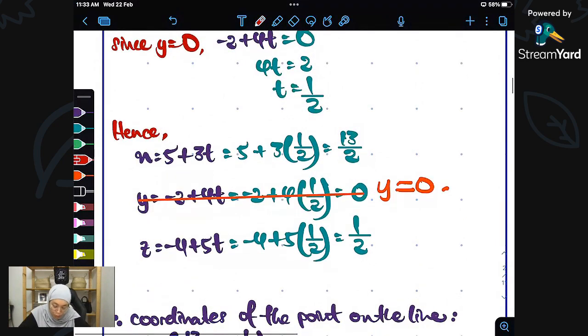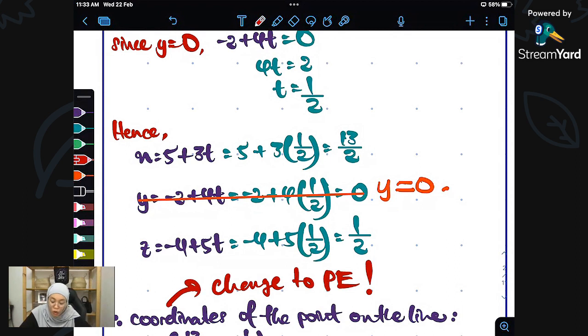All we gotta do is to do what? To change to PE, whatever it's given to you. Change to PE sebab dalam PE kita ada X, Y dan Z.